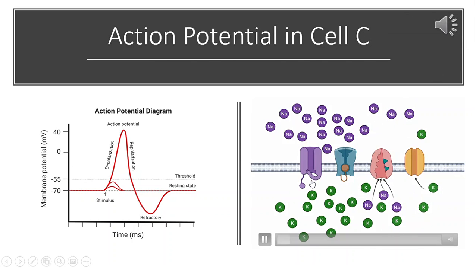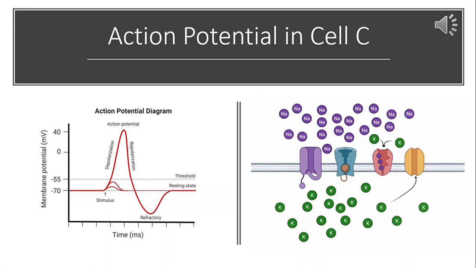The third neuron will act similarly to neuron B, where it generates an action potential if the excitatory potential is enough to reach threshold. This will again cause the voltage-gated sodium channels and potassium channels to open and generate the action potential.